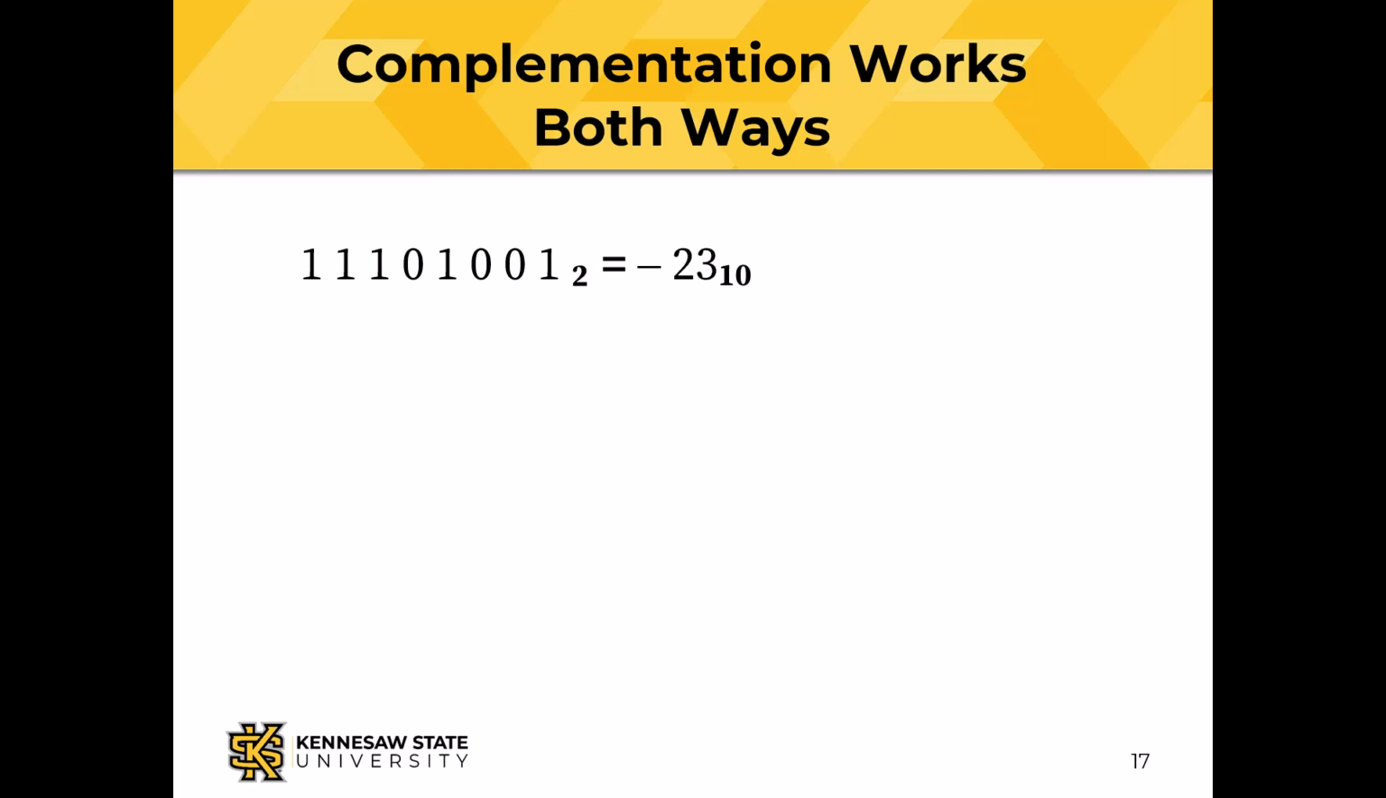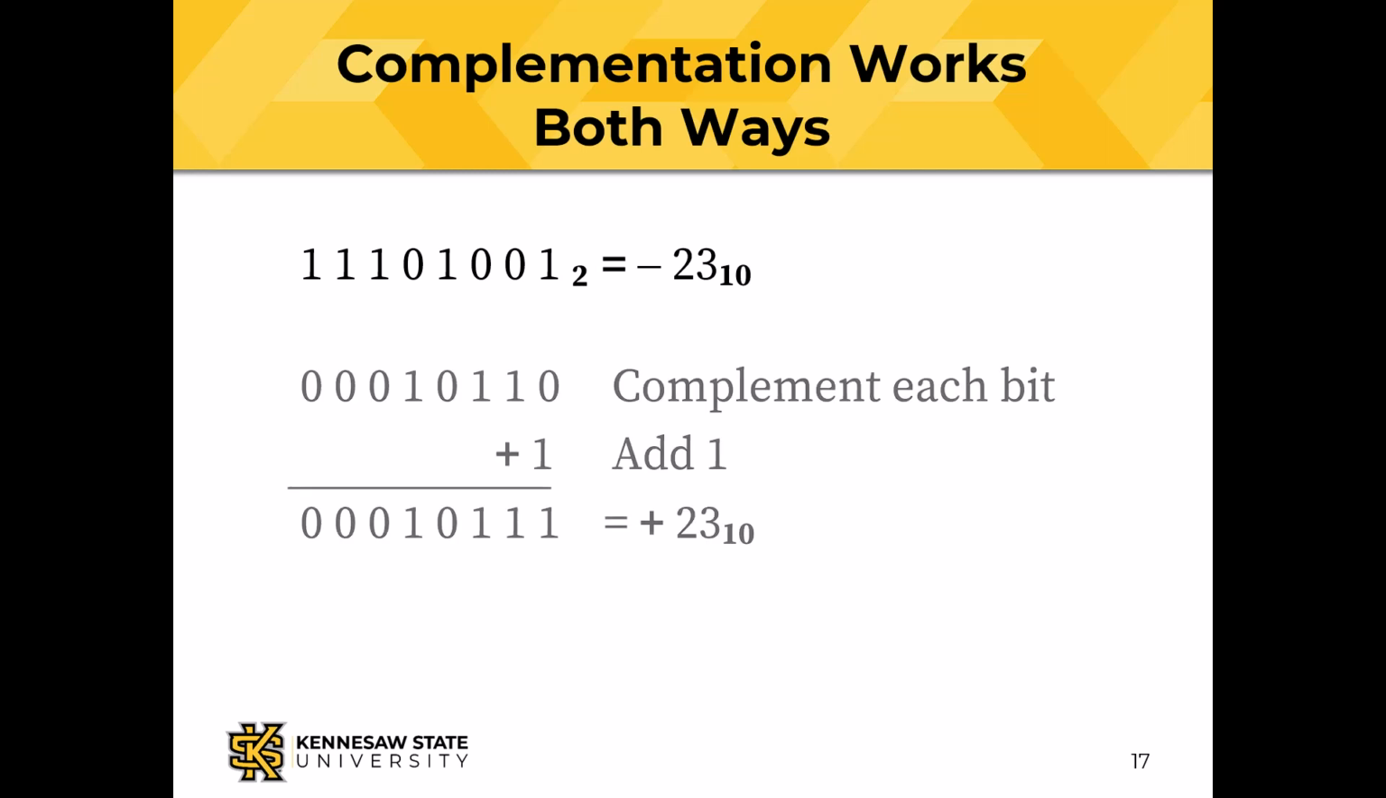Complementation works both ways. Here's minus 23 base 10 expressed as a 2's complement number, 11101001. I'm going to complement each bit, and then I'm going to add 1. And I get 00010111, the same plus 23 that we expected. So if I complement a negative number, if I take the 2's complement of a negative number, I'll get a positive number. If I take the 2's complement of a positive number, I get a negative number.